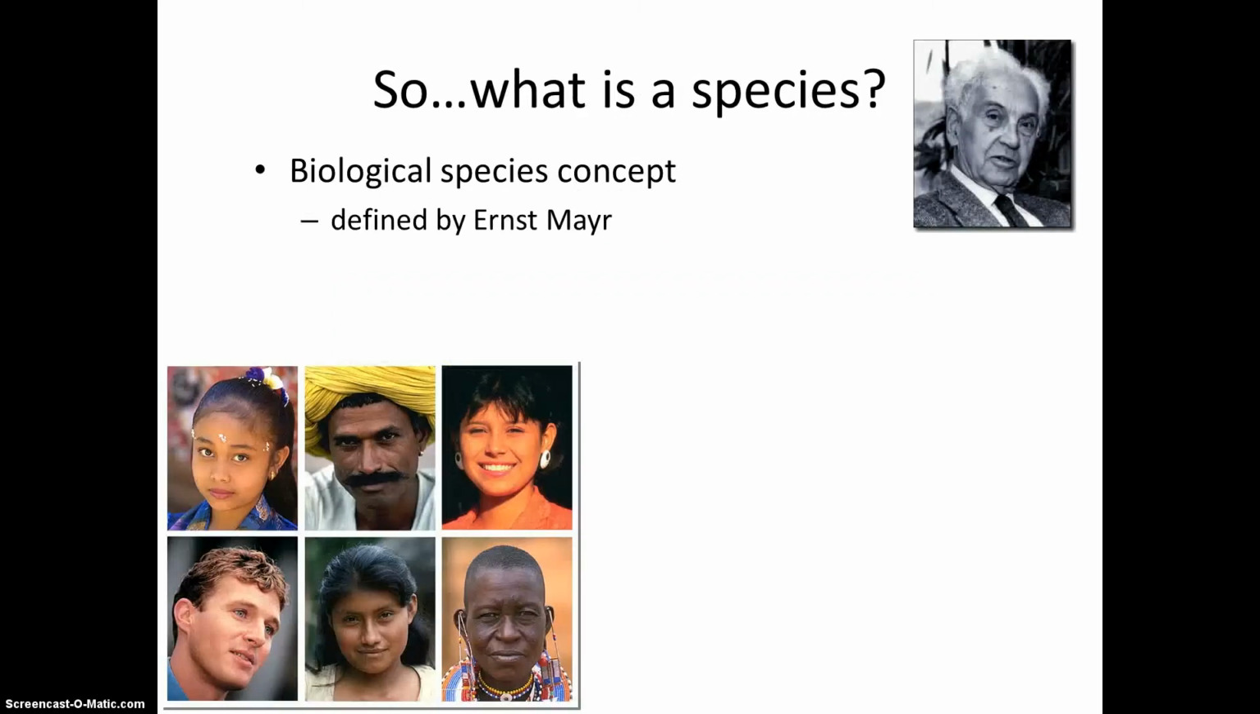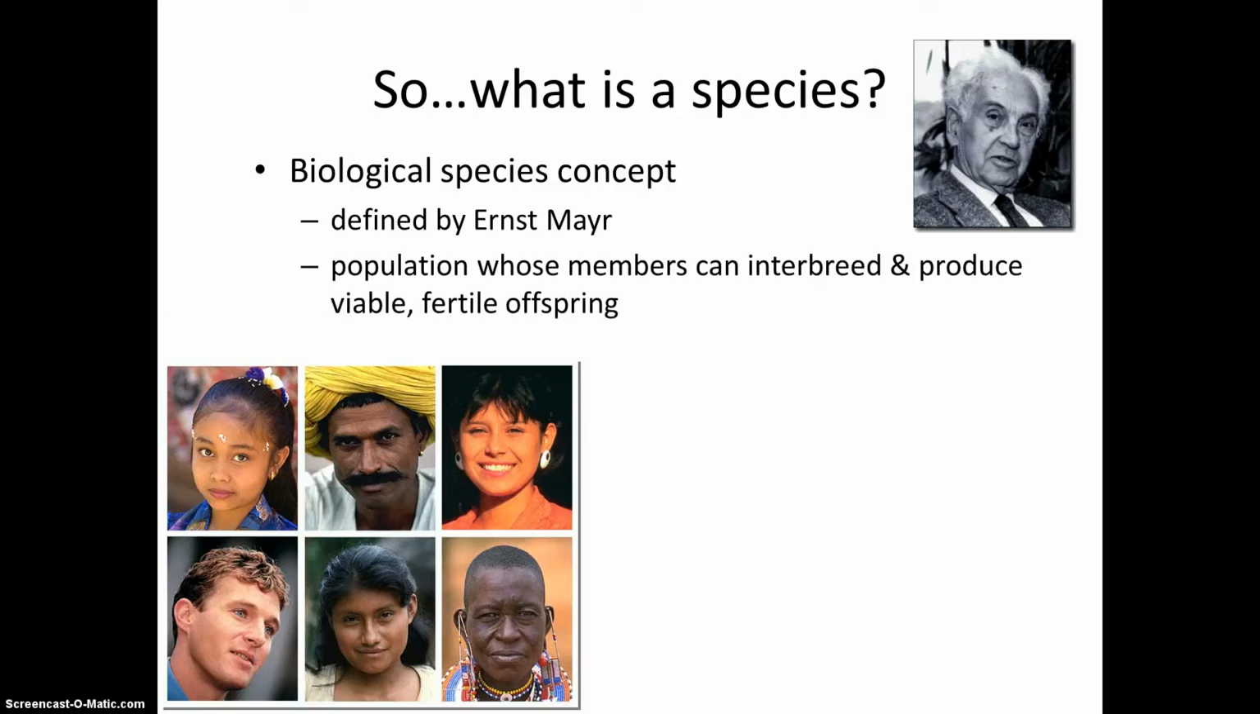Before we can look at speciation, we have to know what a species is. It's been defined by many people, but we're going to go with the biological species concept, which was defined by Ernst Mayr. A species is a population whose members can interbreed and produce viable, fertile offspring. And in this picture, we see humans. Even though each of these people looks drastically different, come from very different regions of the earth, and have very different cultural aspects, they are members of the same species because they can reproduce.